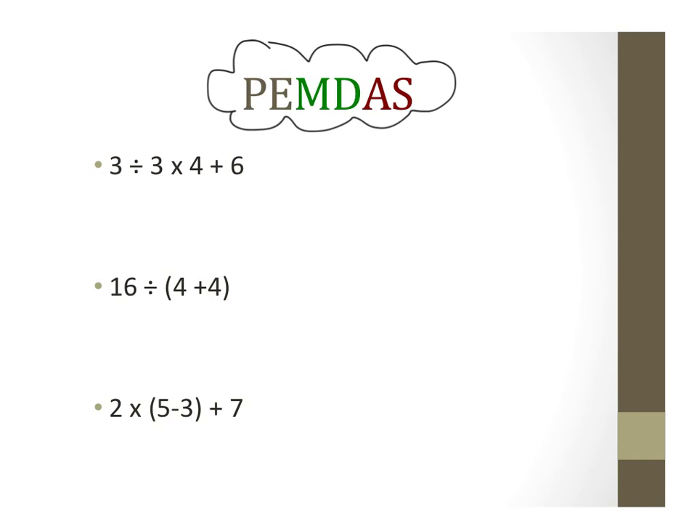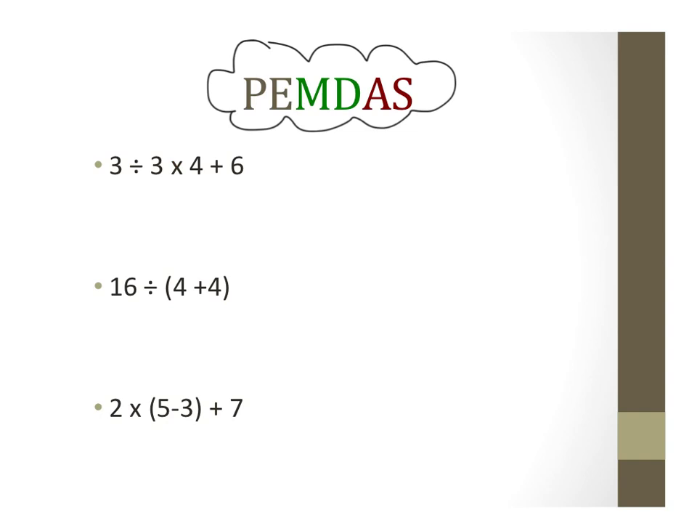P, parentheses. I don't have any parentheses in this problem. E, exponents. Nope, no exponents. Next, multiply and divide. Now remember, I need to multiply or divide from left to right. So even though in PEMDAS, when I look at it, the M comes before the D, remember that's from left to right. In the problem, division comes before multiplication, left to right, like you would read. So I'm going to do the division first.